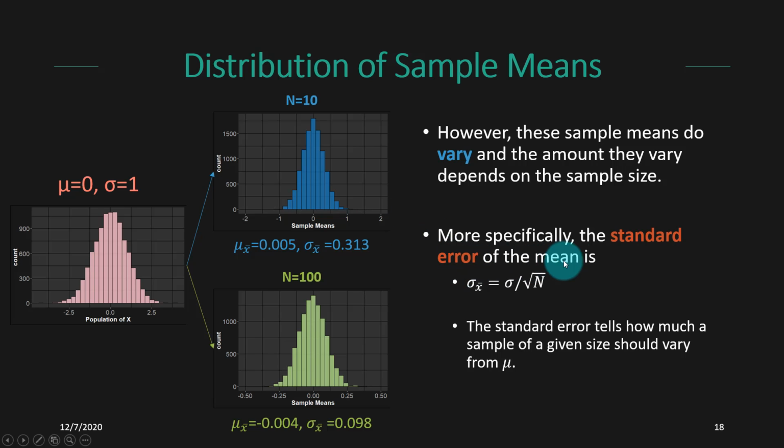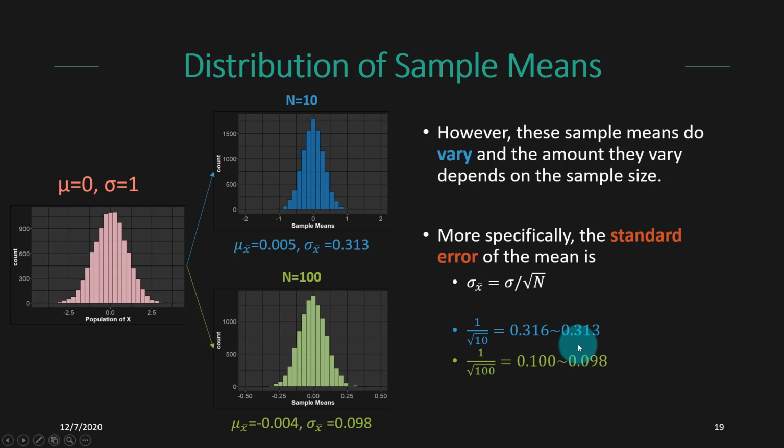And the standard error of the mean actually has a mathematical relationship to the population standard deviation, where the standard error, or sigma sub x bar, is equal to the population standard deviation divided by the square root of n. So the standard error tells us how much we expect a sample of a given size to vary around the population mean, right? Because this is a measurement of variance, and we know this distribution is going to be centered on approximately the population mean.